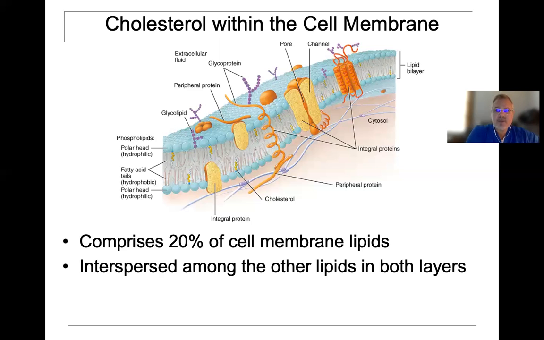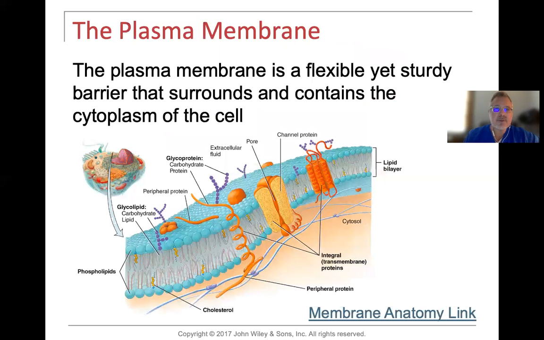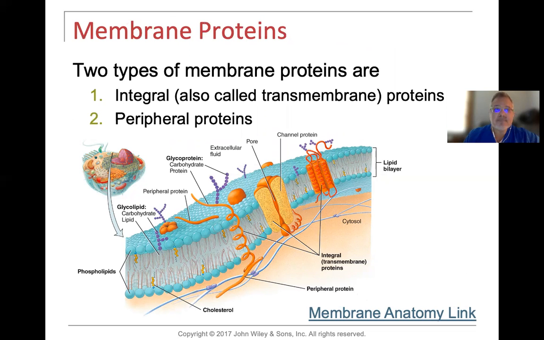Okay. So cholesterol is really important. It's the precursor to testosterone and estrogen and progesterone. And that's why we see, when cholesterol medications are used, it doesn't pair well with some of the sex hormones. There's cholesterol. Okay, so the plasma membrane is a flexible yet sturdy barrier that surrounds and contains the cytoplasm of the cell.